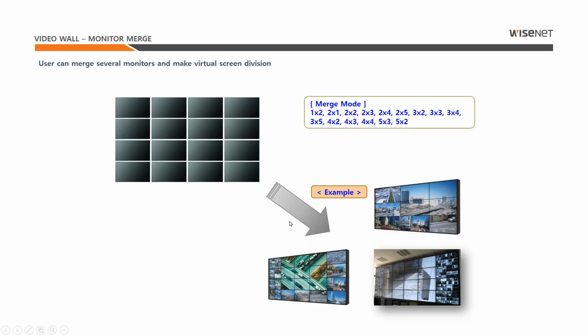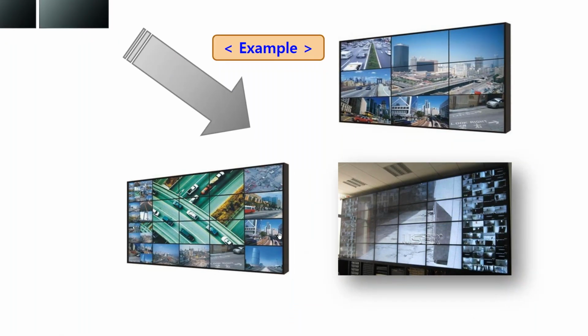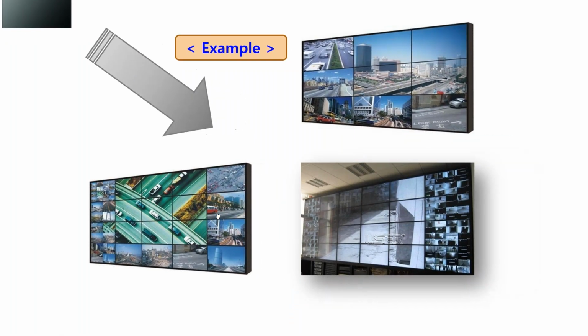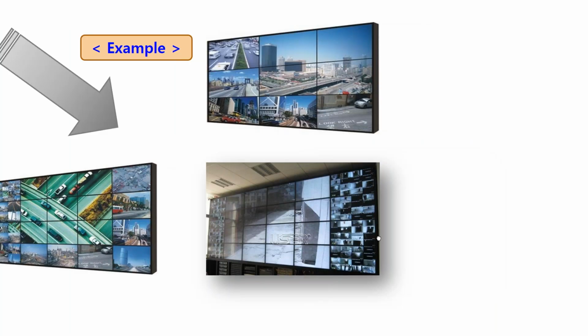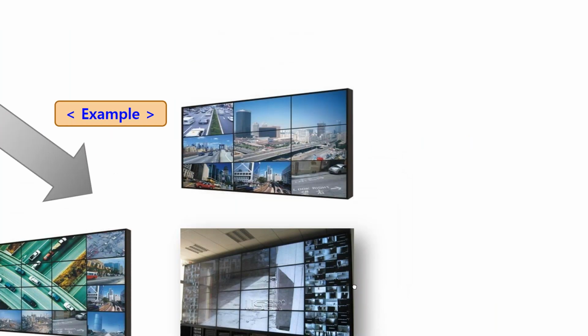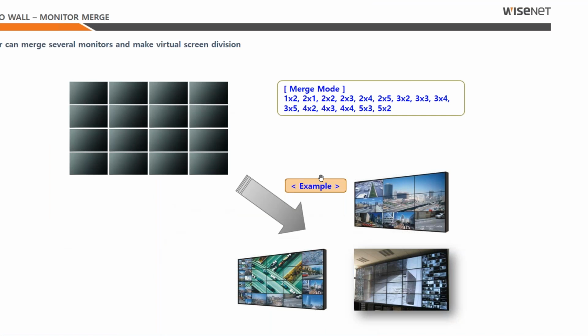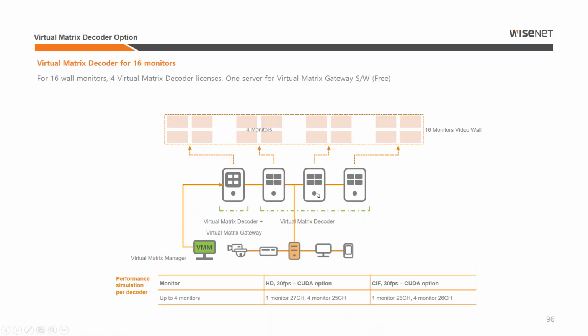One more function you can get, you can merge cameras. So you can put one camera across multiple monitors. Here you can see one camera across 16 monitors, one camera across four monitors. You can do this merging also with the video wall function. You can remotely control any camera to any monitor from one PC. Although there are four, one PC can control all the monitors. Plus you can do merging.